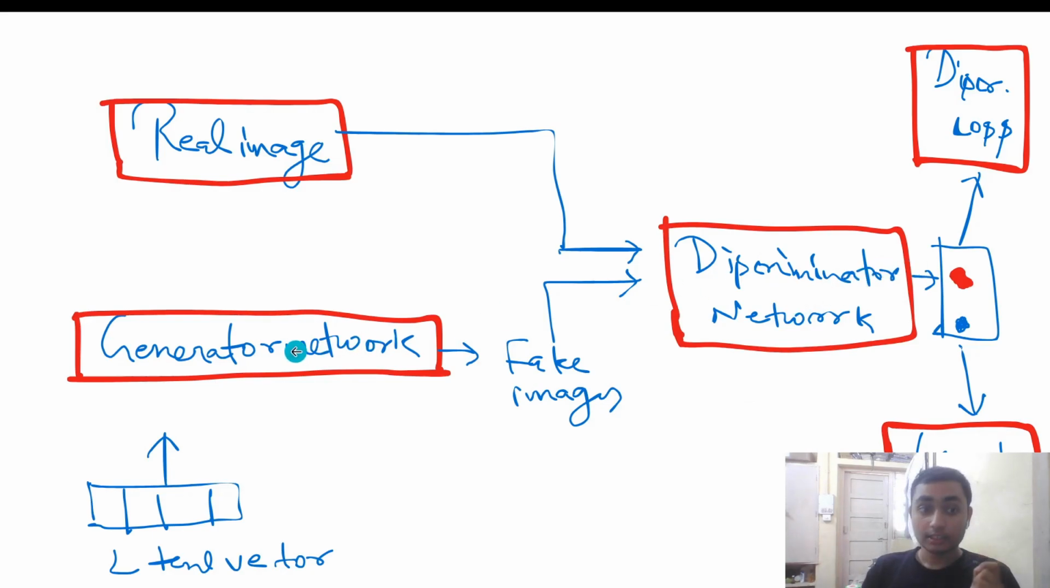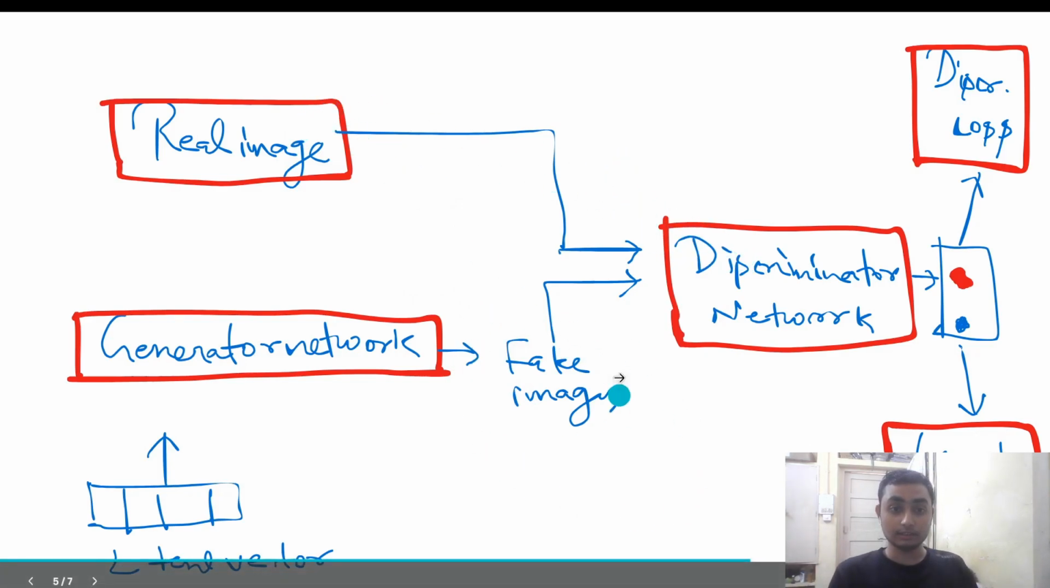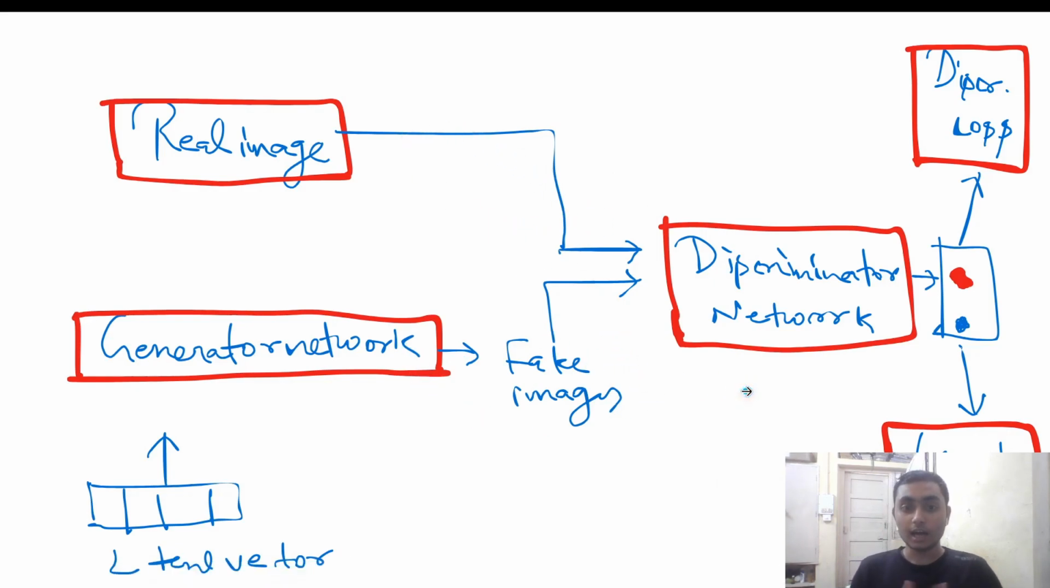Along with this, the generator says, hey, the fake images that I am giving, for the generator, this fake image is not fake, but real. It says, hey discriminator, look, the image that I have generated is true. The discriminator compares the data given by the generator with the real data and sees how close this data is to the real image.